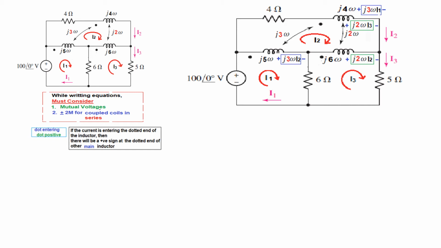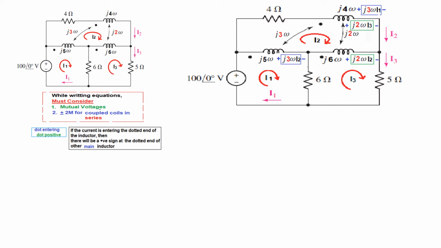We say it is positive towards the other dot. And what will be the value? The value will not be j4 omega I, rather it will be this mutual voltage, for the mutual link, j3 omega multiplied by I2. So it will be j3 omega I2. So this we have to keep in mind.